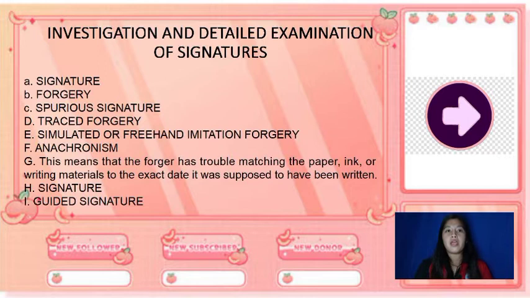Anachronism. The forger is sometimes wrong in time and in place. This means that the forger has trouble matching the paper, ink, or writing materials to the exact date it was supposed to have been written. Guided signature. A signature which is executed while the writer's hand or arm is steadied in any way is classified as a guided or assisted signature.